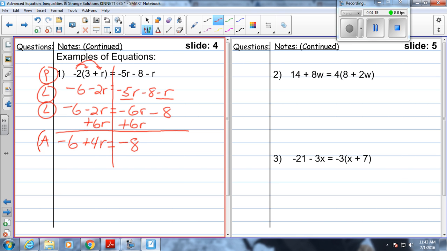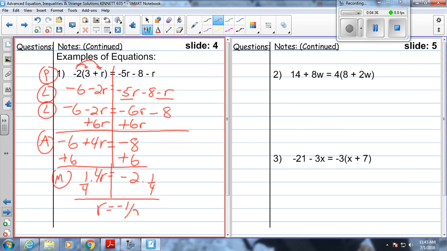We have our additive inverse, and that gets us a negative 2, which equals 4r. And then we have our multiplicative inverse. And we get r equals negative 1/2.